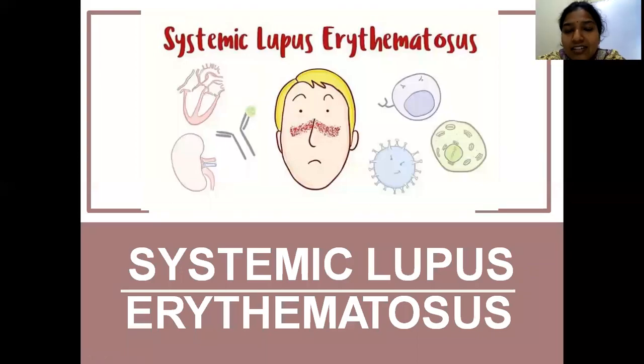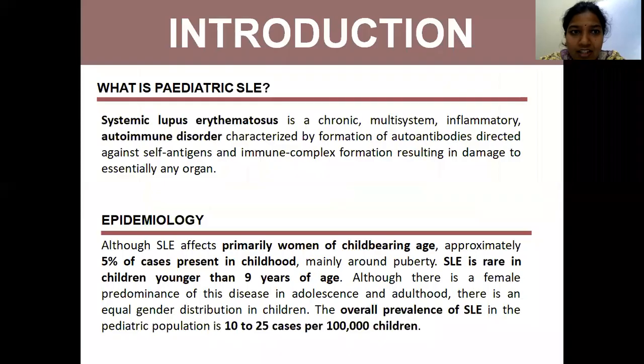SLE. This is one of the most common connective tissue disorders in the pediatric age group. So, SLE is a chronic multi-system inflammatory autoimmune disorder characterized by formation of autoantibodies directed against self-antigens and immune complex formation resulting in damage to essentially any organ.